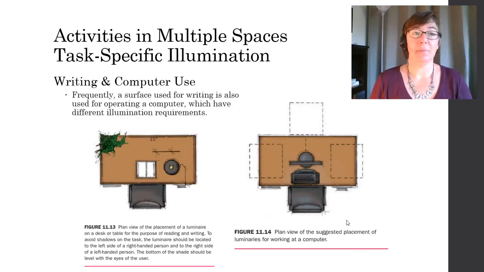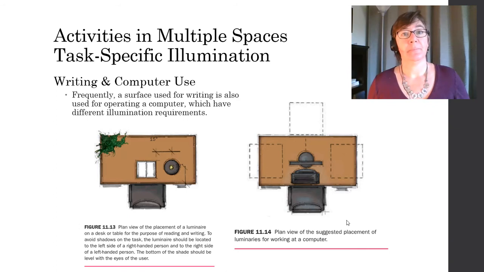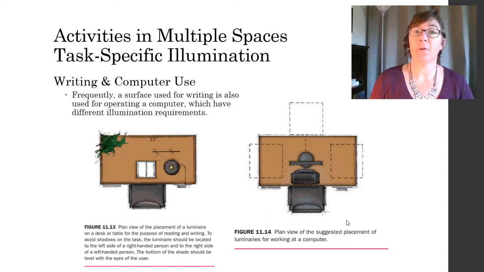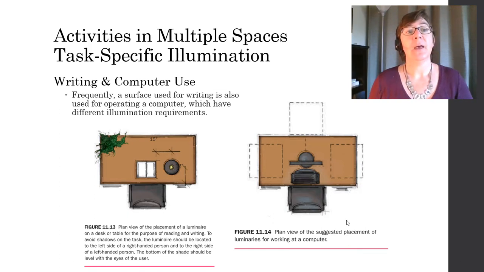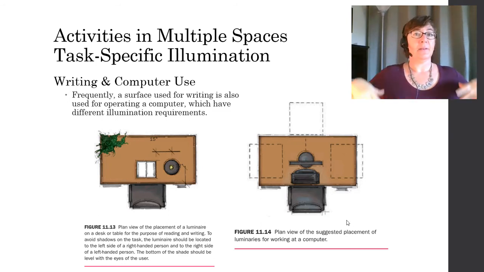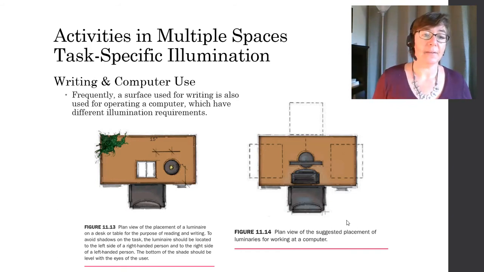Here's another example of task-specific illumination, and it's for writing and for computer use. It turns out we frequently use the same surface for both writing and for computer use, but they have very different illumination needs. So see my desk here, and we typically use desks and tables for both tasks.